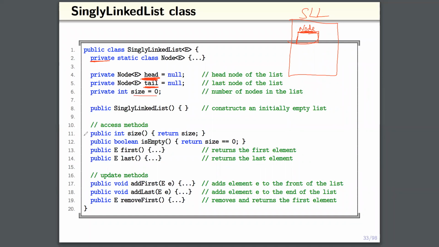And then we have some constructors and access methods. These are very simple methods, right? Get the size, check whether the data structure is empty, get me the first element, get me the last element. And so here are the update methods, right? Very important methods. This defines the overall complexity of the data structure. Add first, add last, remove first. You can also add remove last.